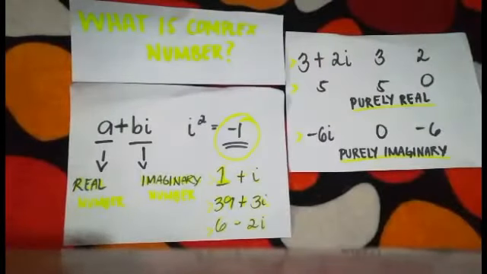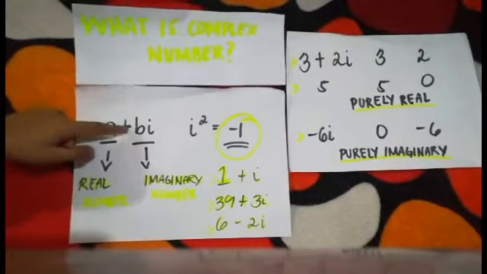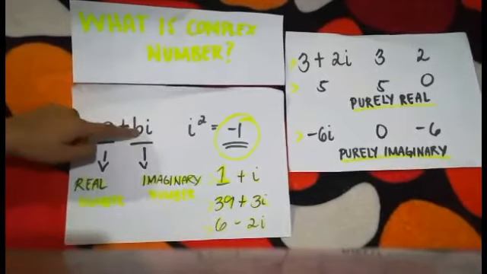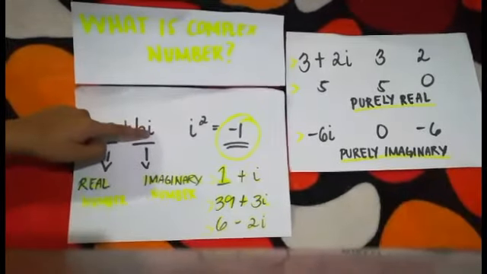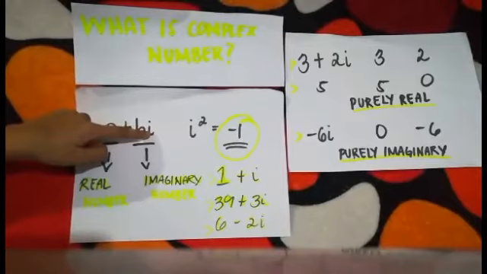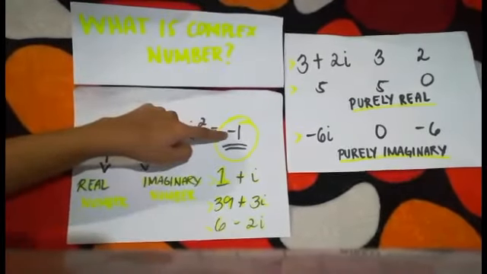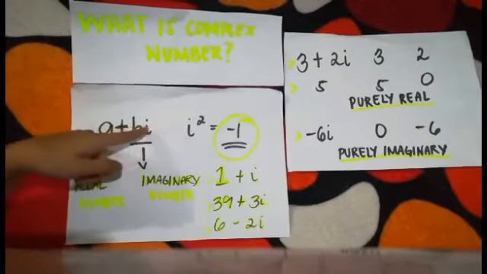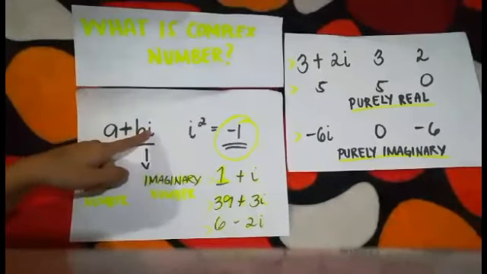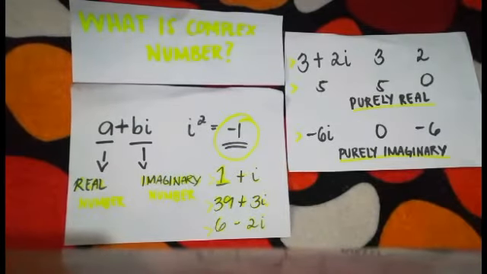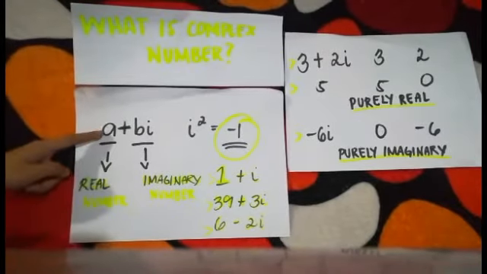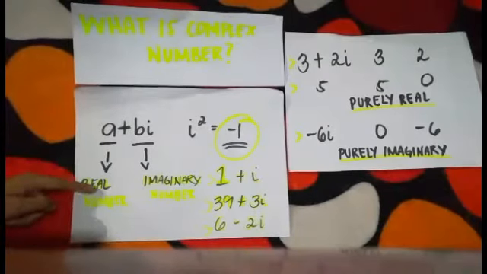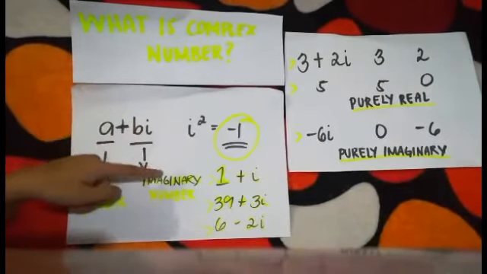What is a complex number? A complex number is a number that can be expressed in the form of a plus bi, where a and b are real numbers and i is the solution of the equation x squared is equal to -1. Because no real number satisfies this equation, i is called an imaginary number. For the complex number a plus bi, a is called the real part and b is called the imaginary part.